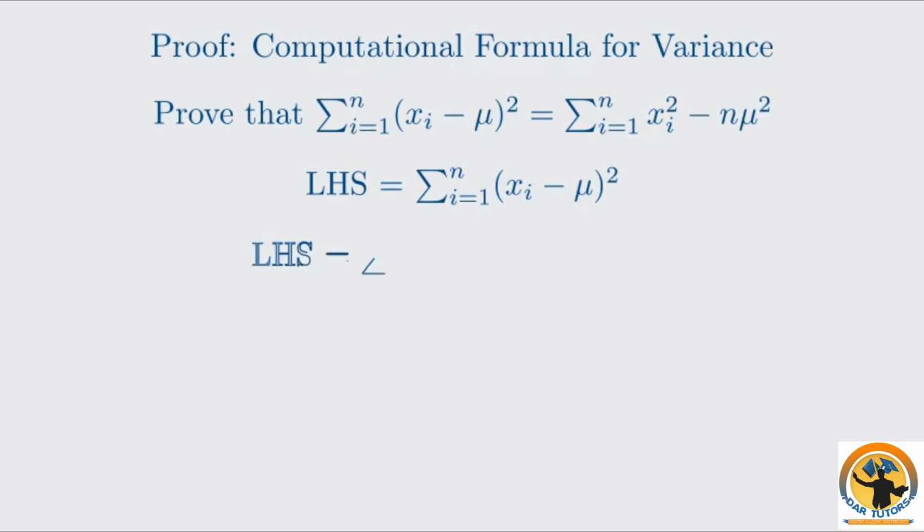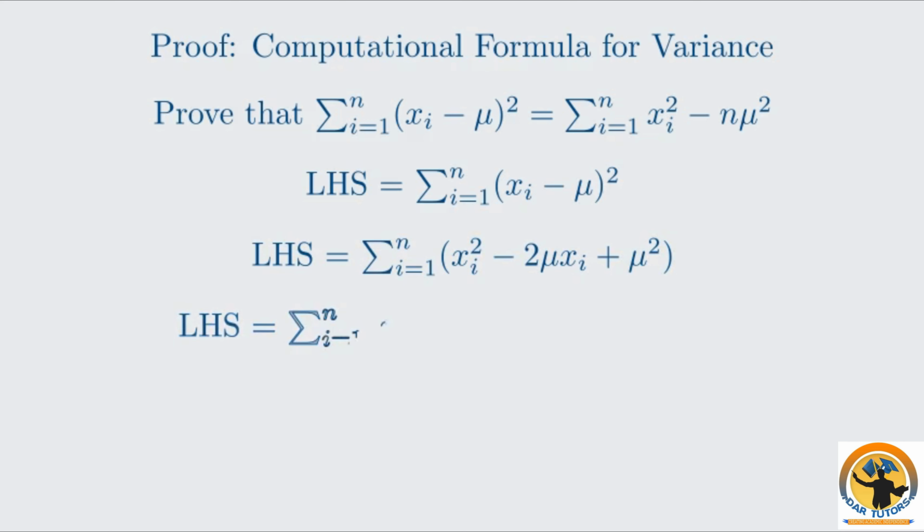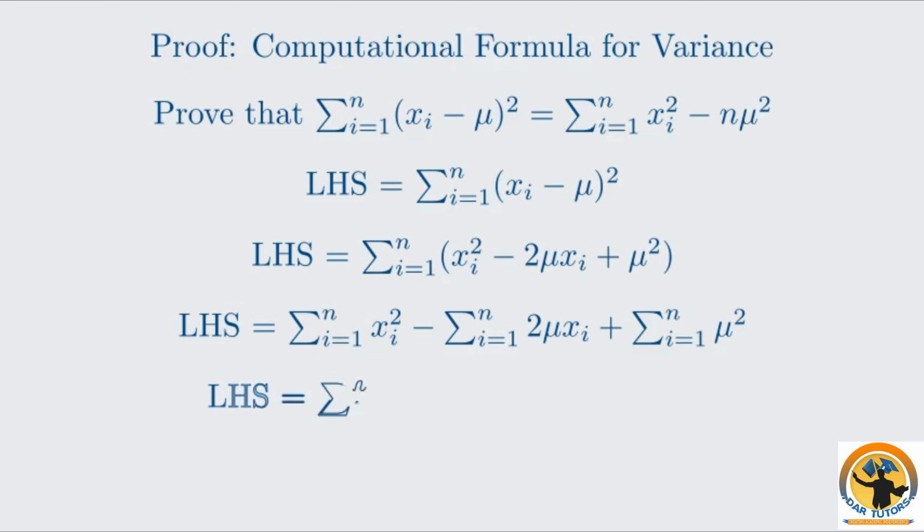First, we expand the squared term. (xi − mu) squared is xi squared minus 2 times xi times mu plus mu squared. Next, we use the linearity property of summation. This allows us to break the sum of the difference into the difference of the sums. So we have the sum of xi squared minus the sum of 2 mu xi plus the sum of mu squared. Since 2 and mu are constants with respect to the index i, we can factor them out of the summations. This gives us the sum of xi squared minus 2 mu times the sum of xi plus mu squared times n. We sum mu squared n times, so it becomes n mu squared.